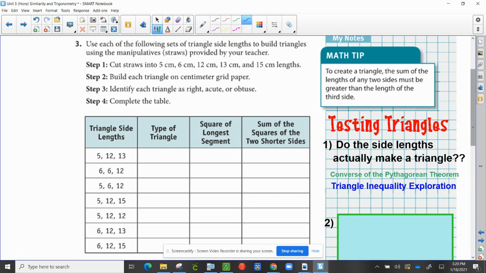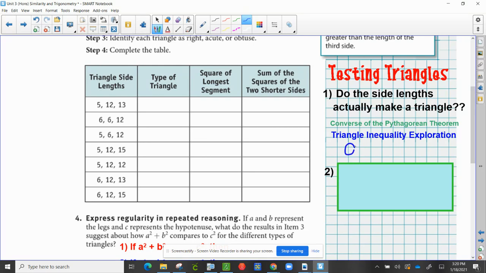I would make sure you write this somewhere. Okay, our sides A plus B has to be bigger than our C side. If A and B added together are not bigger than the third side, then it is not a triangle. So this must be true.